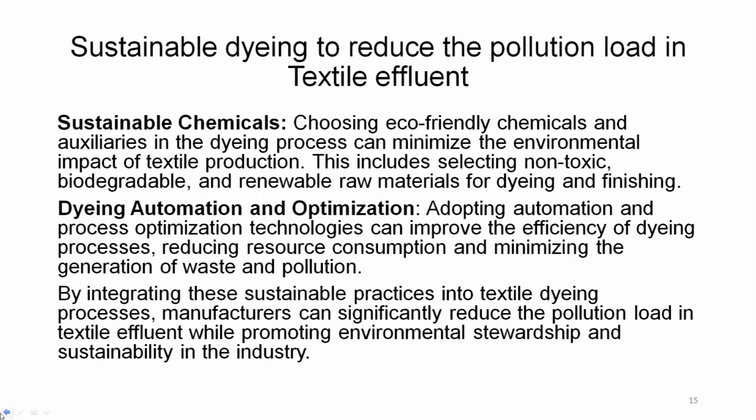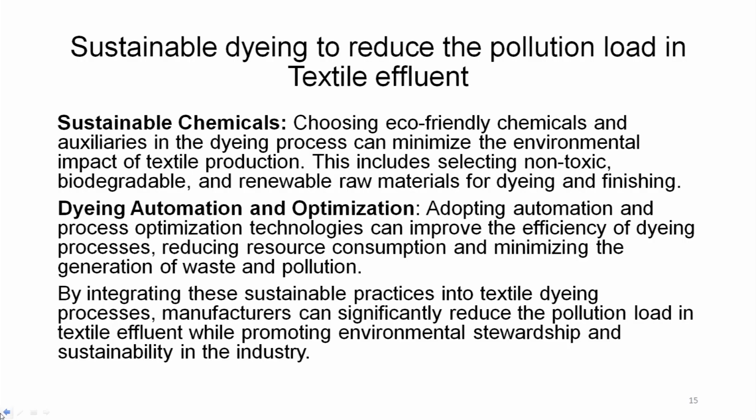Sustainable chemicals, that means choosing eco-friendly chemicals and auxiliaries in the dyeing process, can minimize the environmental impact of textile production. This includes selecting non-toxic, biodegradable and renewable raw materials for dyeing and finishing.